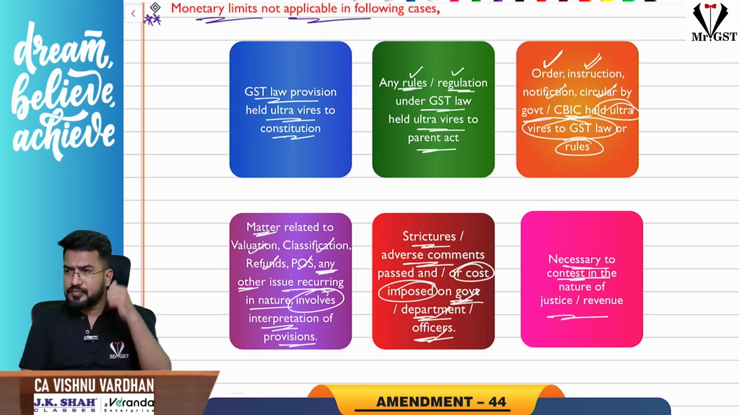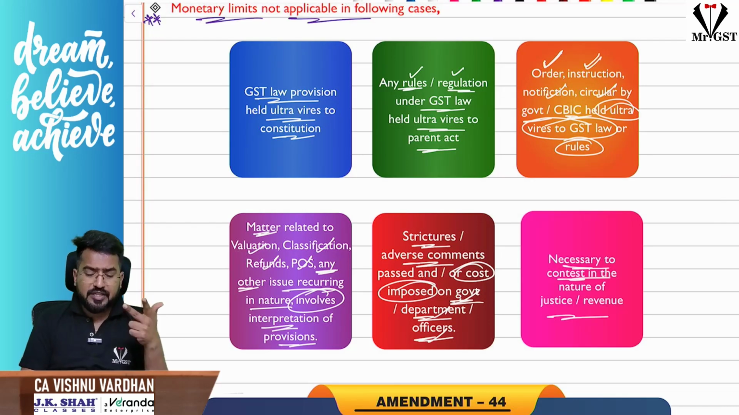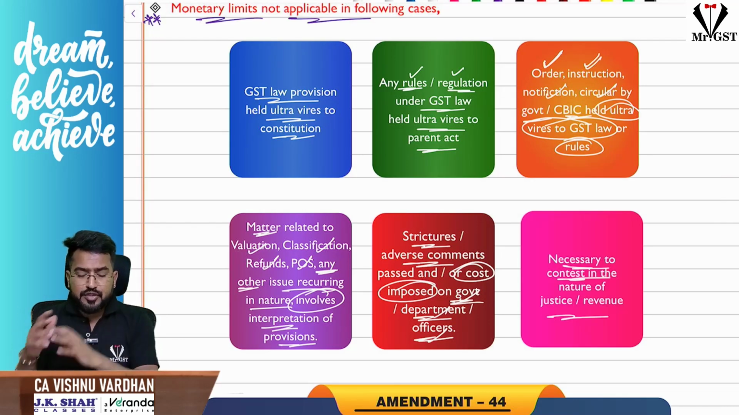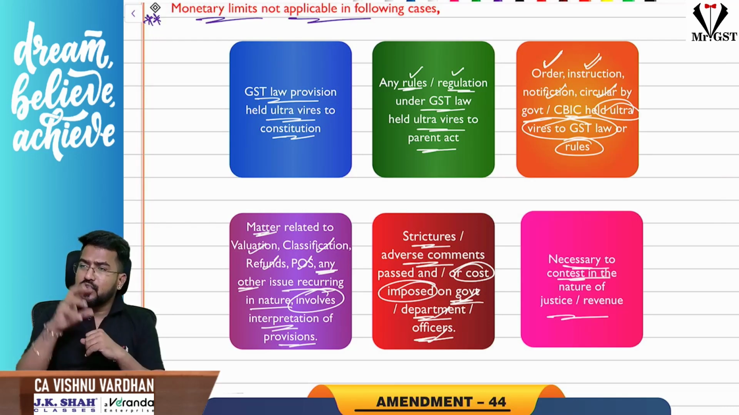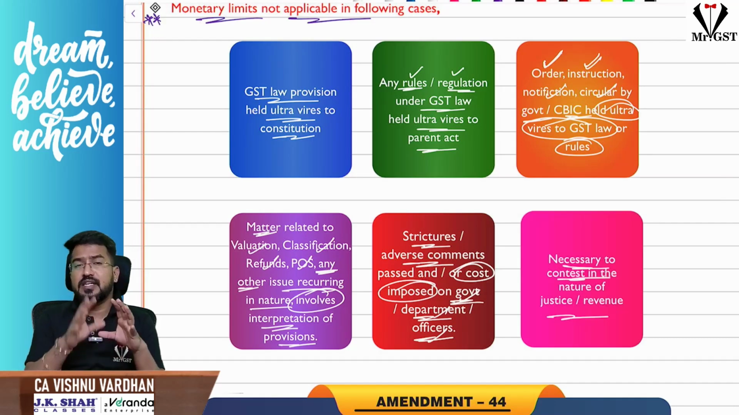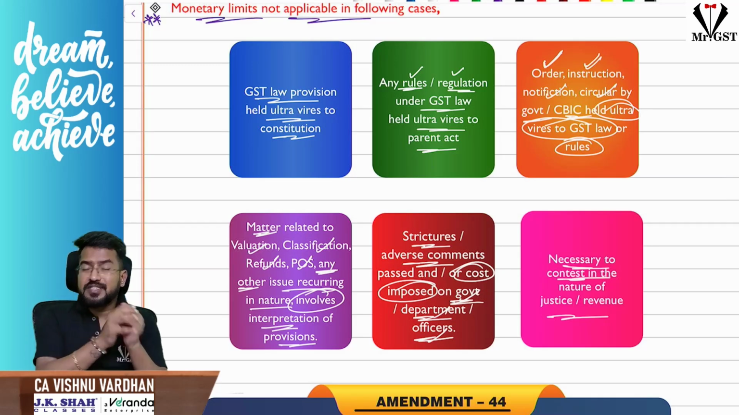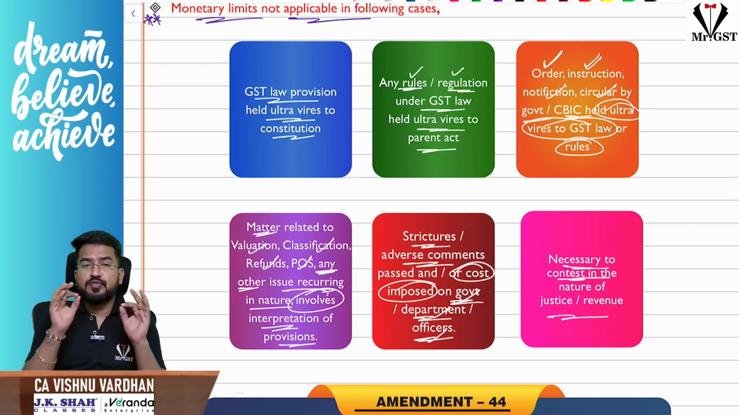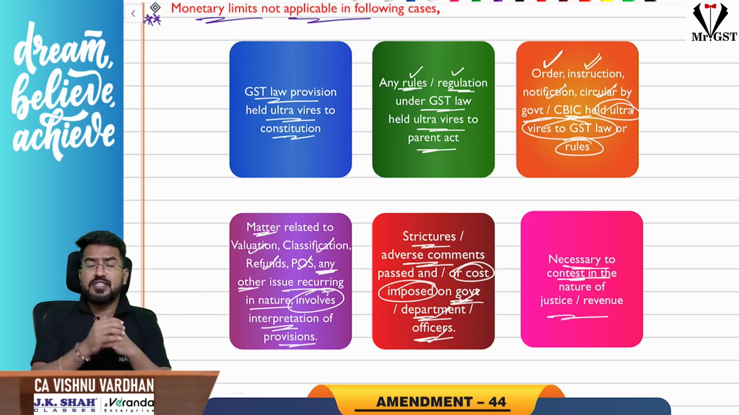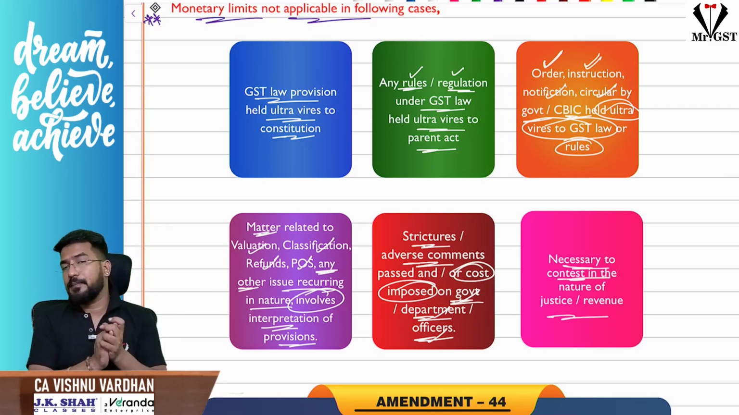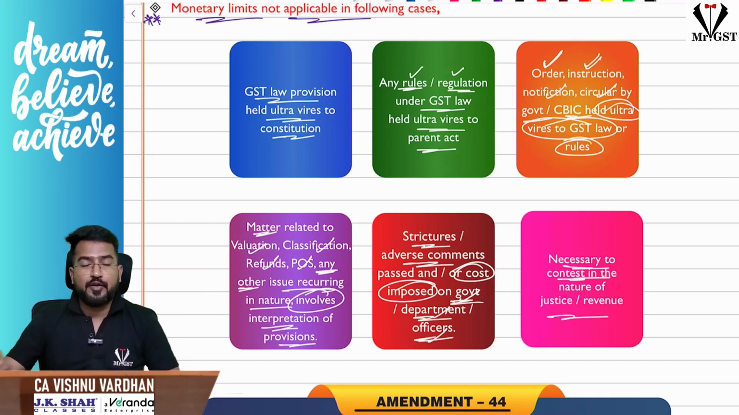Please understand, valuation, classification, refund, place of supply, or any other issues which are recurring in nature, or involve interpretation of provisions. In such cases, and any strictures or adverse comments passed on the department or the officers, or where it is necessary to contest because of the nature of justice and revenue, in such cases, without considering the monetary limits we have discussed, the department can file an appeal in front of the GST Tribunal, High Court or Supreme Court.